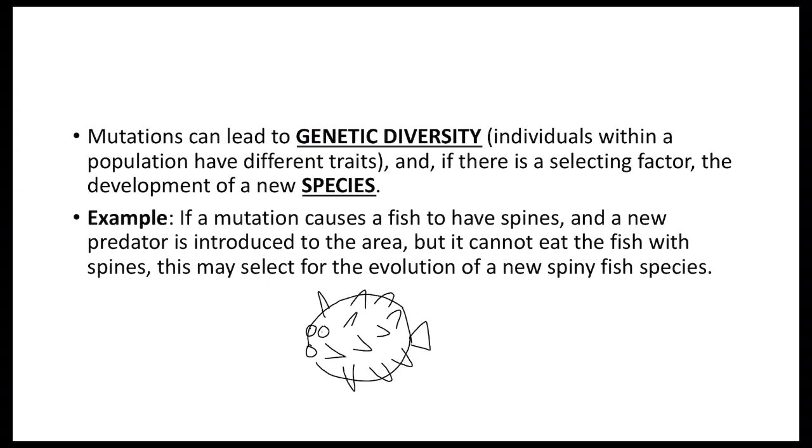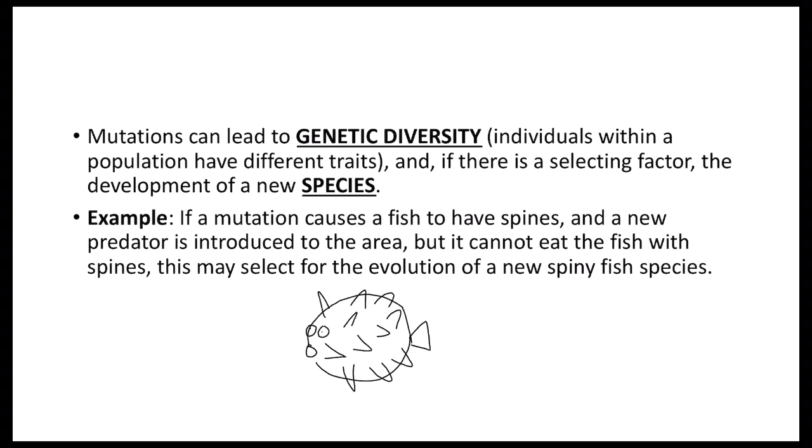And if there is a selecting factor, the development of a new species. For example, if a mutation causes a fish to have spines, so spikes basically, and a new predator is introduced to the area, but it cannot eat the fish with the spines, this may select for evolution of a new spiny fish species. So there's a little drawing of it in the bottom there.